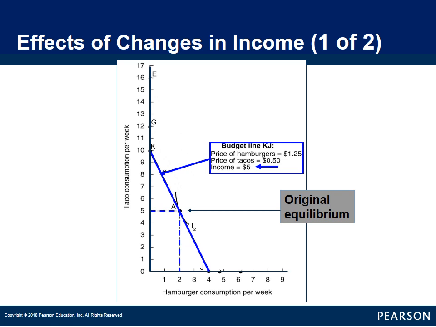Actually, before we talk about demand curves, we have one more point to make on the effects of income on the change in equilibriums. So here, if, as given in the example before, our income is $5, and the price of hamburger is $1.25, price of tacos is $50, as we saw before, here is the equilibrium at 2 hamburgers and 5 tacos.